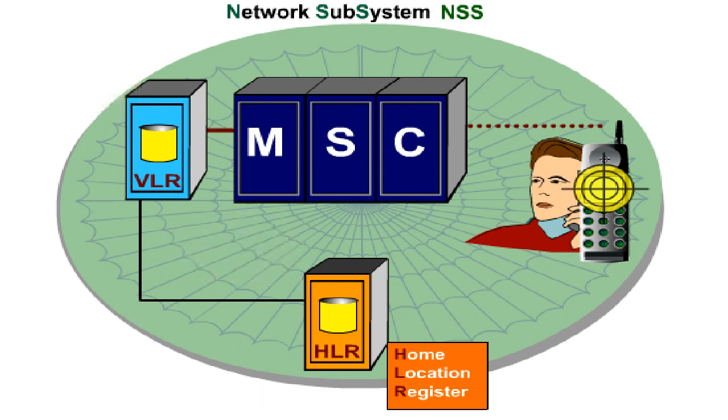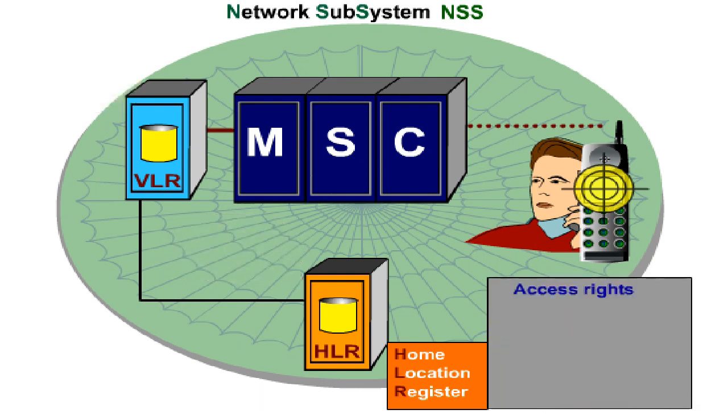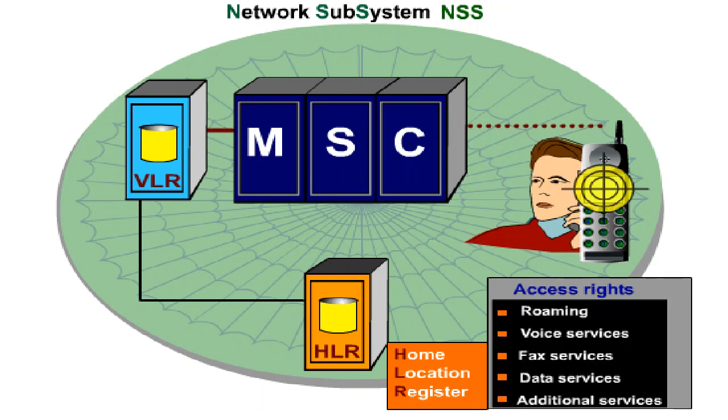The HLR data contain information on access rights with regard to roaming, service rights with regard to voice, fax and data services, and additional subscribed services.